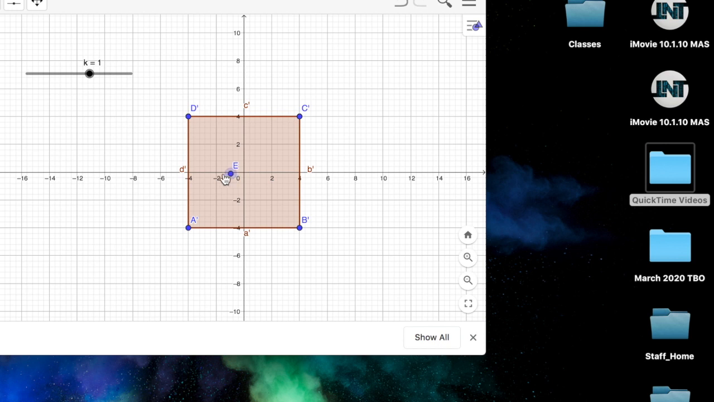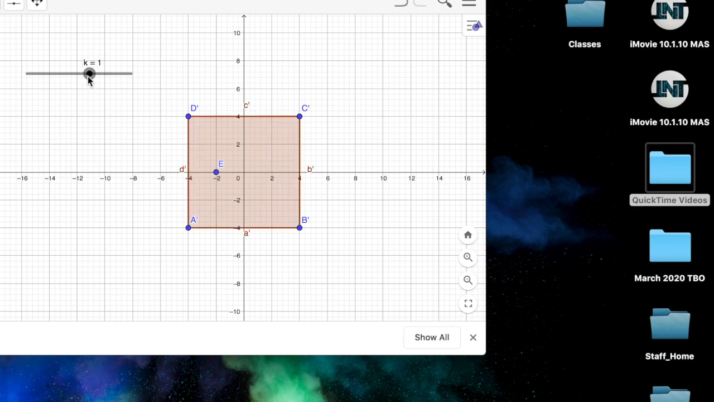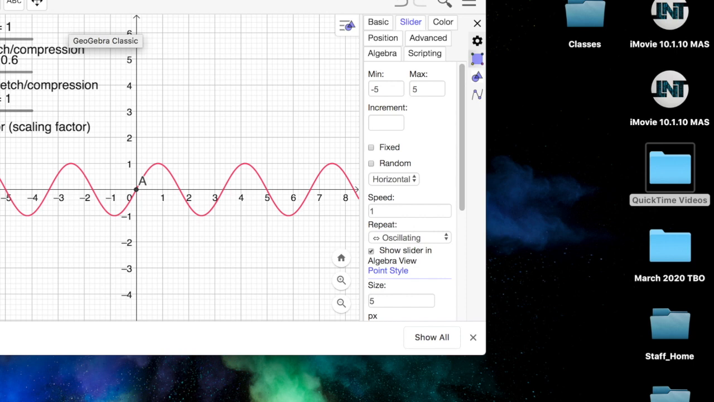What happens when I move E? Well, if I move E over to the left and I start dilating, it's still going to do the same thing, but it's going to dilate different distances. So it's the distance from, for example, E to D prime here and E to B prime here. So a dilation changes the whole figure both vertically and horizontally by a scaling factor. I want to distinguish that on purpose from what we call a stretch and compression.